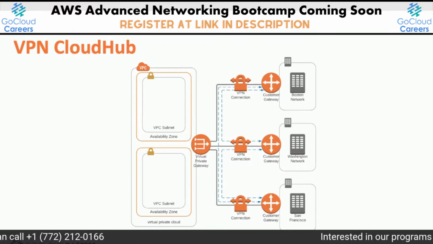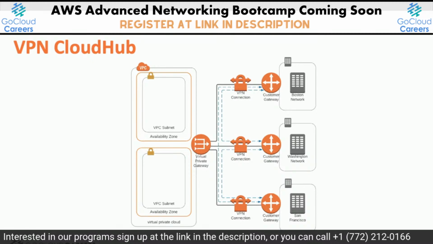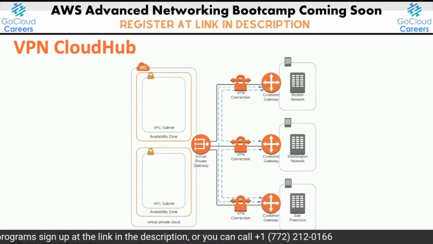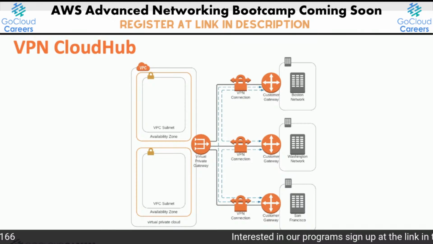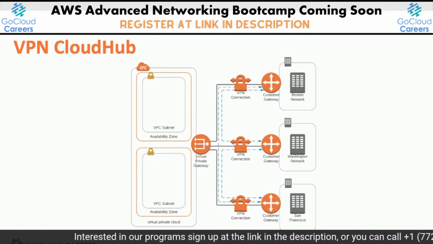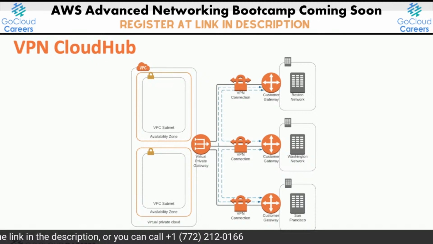So now Boston can talk to San Francisco through the cloud. Washington and Boston can talk to each other through the cloud. We've effectively created a transport network with VPN CloudHub. Now, the only problem with just VPN CloudHub is it only works with VPNs. And what happens when you need high performance networking, high performance computing? You don't want to use VPNs. So that's where AWS came up with the concept of Transit Gateway, which realistically speaking is the same thing.